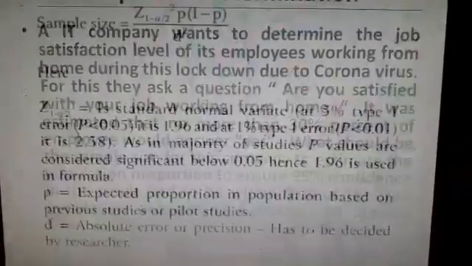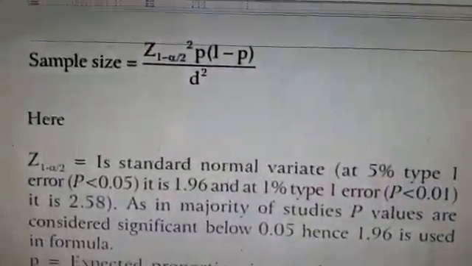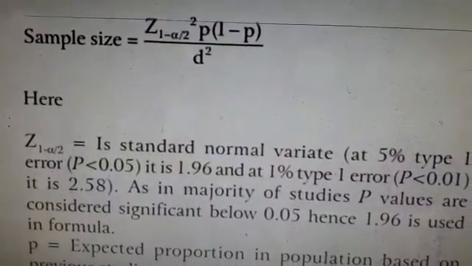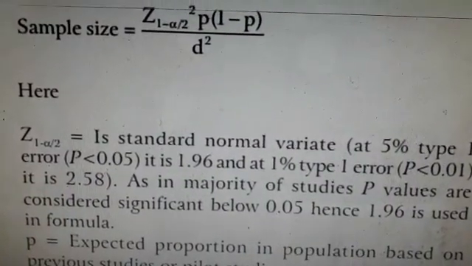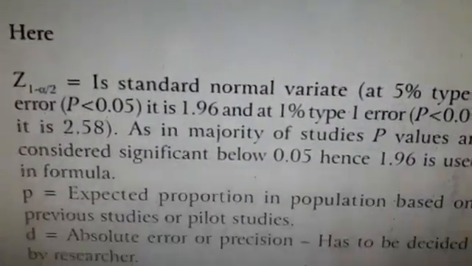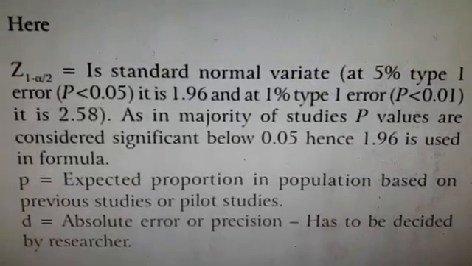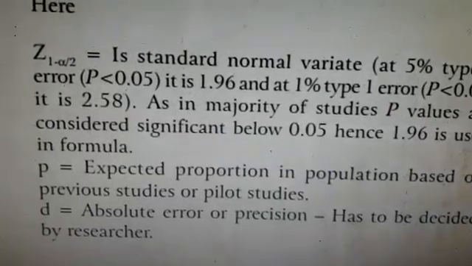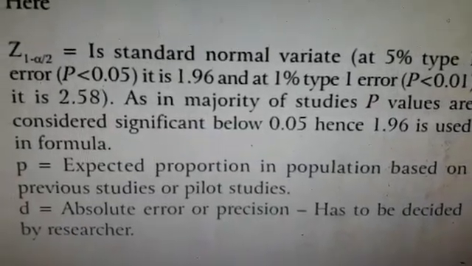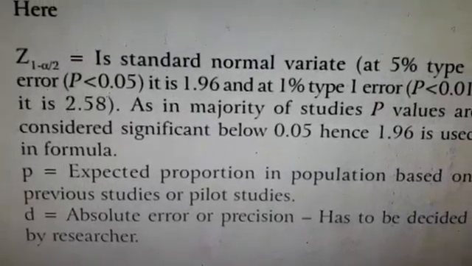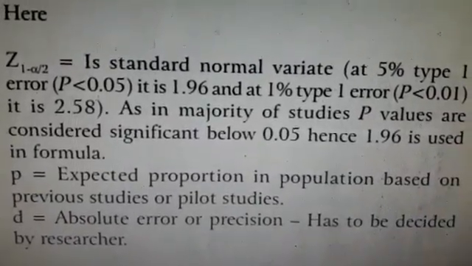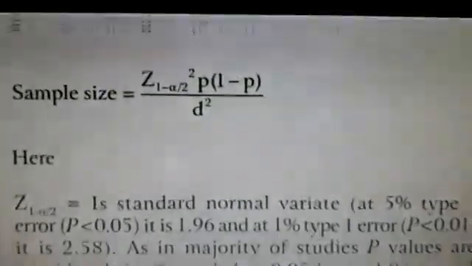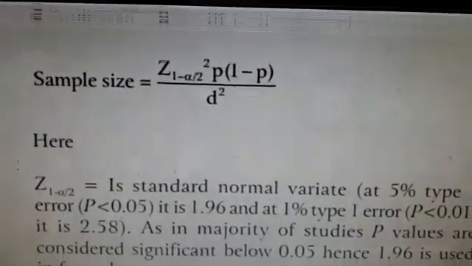So how to calculate? Here the sample size formula is Z square into p into 1 minus p upon d square, or in some books you will find e square. Here p is the expected proportion in the population based on previous studies or pilot studies, and d or e is the absolute error or the precision. This has to be decided by the researcher. It depends upon the researcher what absolute error or precision they want to go for. So this is the formula. Using this formula we'll calculate that example.